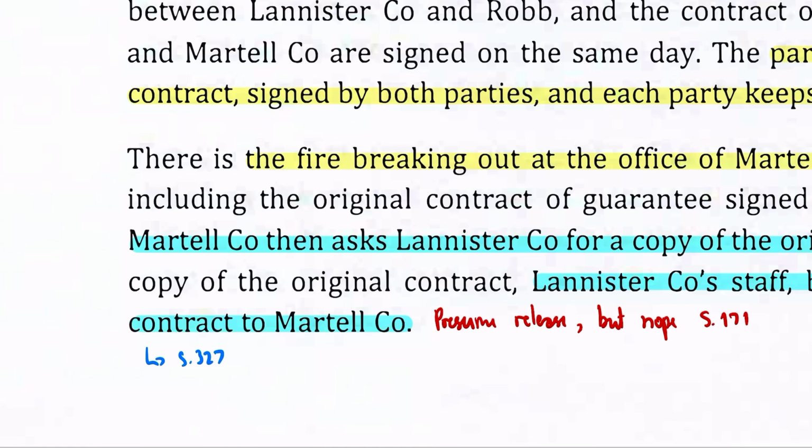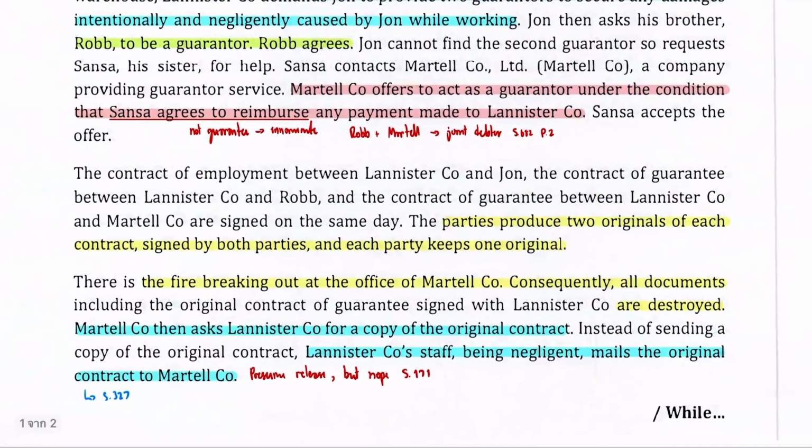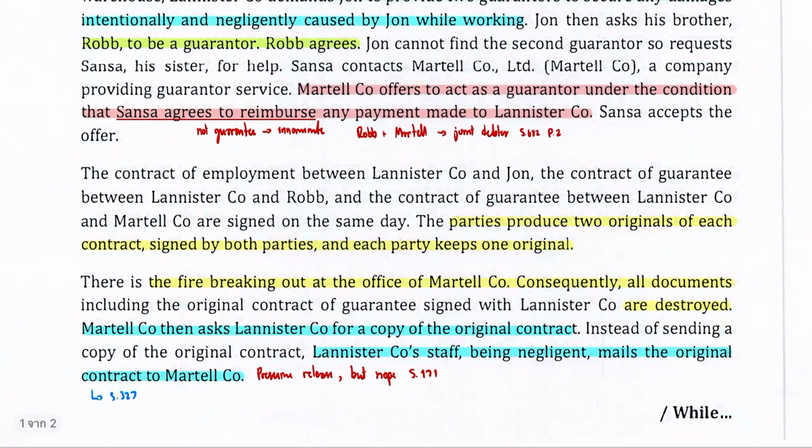However, because it is a presumption, we have to look at the fact, because a presumption cannot be the fact, alright? The law says presumed to be released, but no. In this case, we have to look at the intention. Whether or not by handing over they have the intention to release or not, and the facts clearly say that, oh no, Lannister Cole did not have any intention to release. So section 171 will come into play to say that, nope, this is not a release.